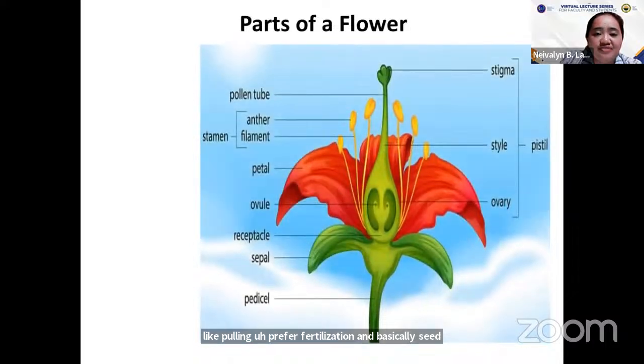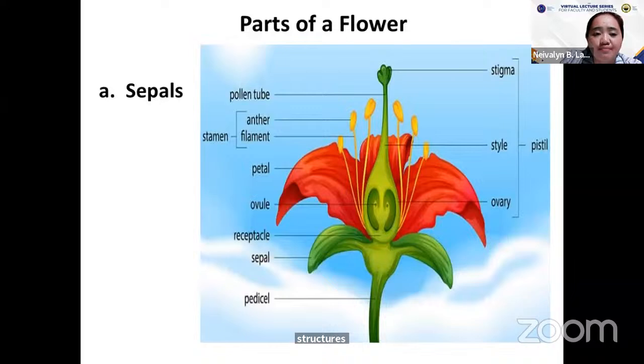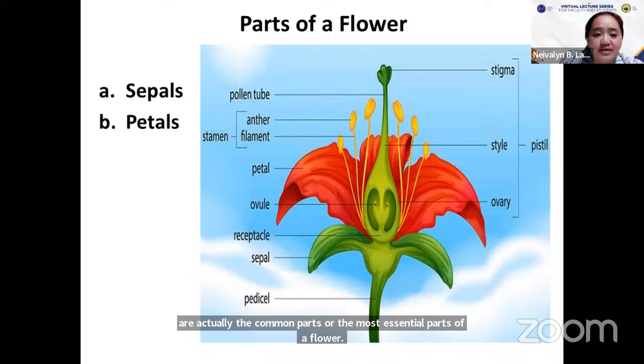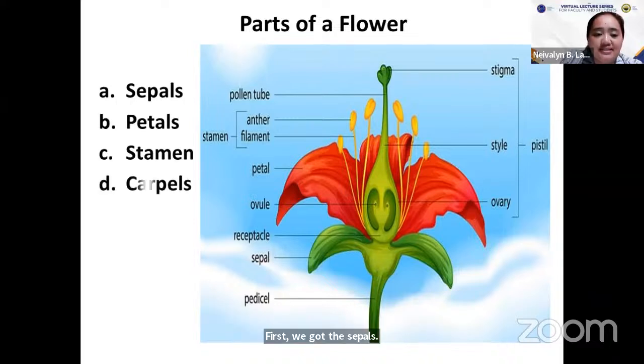Okay, so we move on to the different parts of a flower. We call these the different structures. These are actually the common parts, or the most essential parts, of a flower. First, we have the sepals, the petals, the stamen, and the carpels. You can see the other parts in my slides, but what I have emphasized here are the common parts of a typical flower. We will discuss the different parts of the flower one at a time.